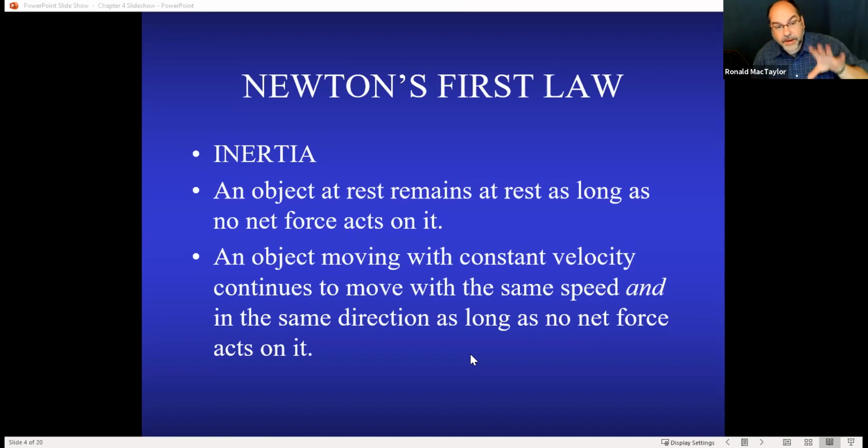And so that inertia thing is represented, quantified as mass in kilograms. So that's Newton's first law.